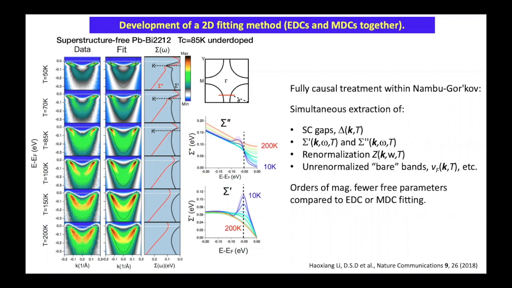You can see as you warm up, as you go across DC, which is around here, these spectral features are quite broad. There's lots of broadening, so sigma double prime at high temperatures is large, especially at deeper binding energies with a Fermi energy here. Let's say I'm at 50 millivolts, somewhere around here, I'm at 200K, my sigma double prime is over 100 millivolts. That's definitely non-quasiparticle like.